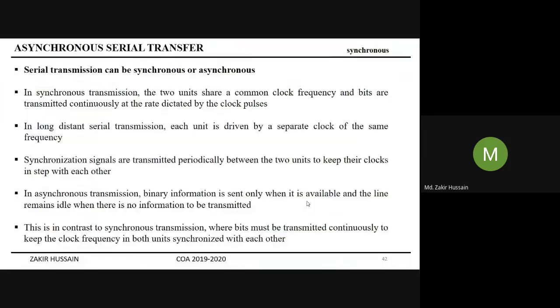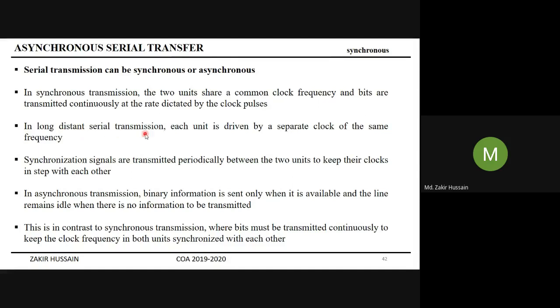So now, if you come to here, somewhere we were talking about that. So it's the rate somewhere here. I think this is where it was. Oh, this one. In a synchronous transmission, the two units share a common clock frequency and bits are transmitted continuously at the rate. Rate means that 50 nanosecond rate. So with respect to time, we say rate. It's a rate dictated by the clock pulse. Hope this is clear to everyone.